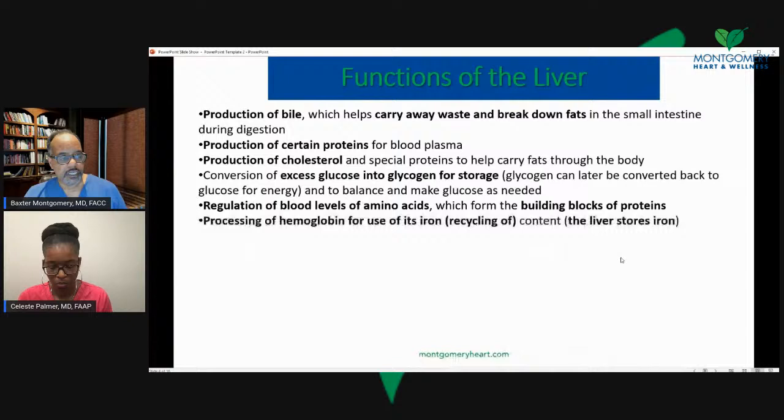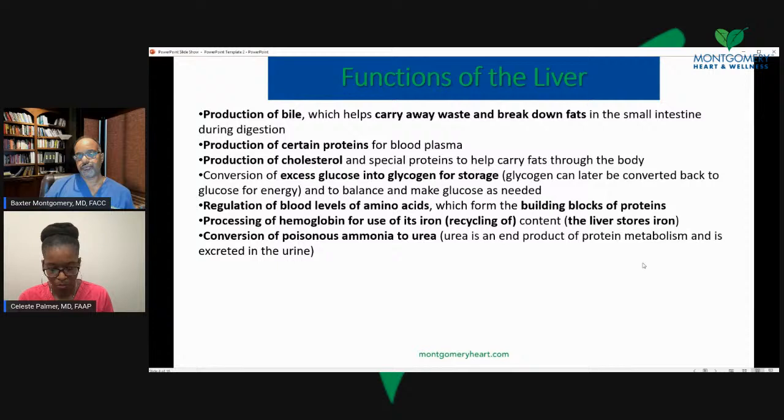So it recycles iron. So your blood cells have a certain life cycle. And so when those blood cells die, the liver takes the iron from the blood cells that are dying and then recycles it for other blood cells that are made by the bone marrow. So it stores iron. It converts poisonous ammonia to urea.